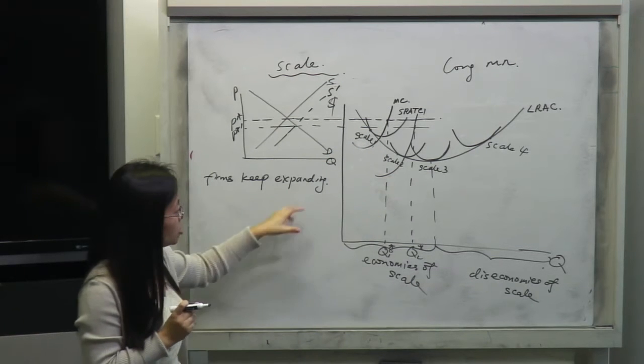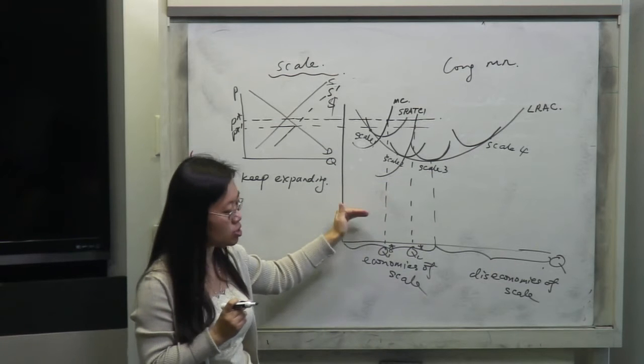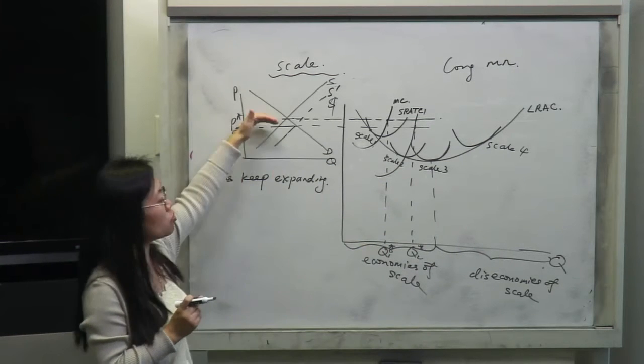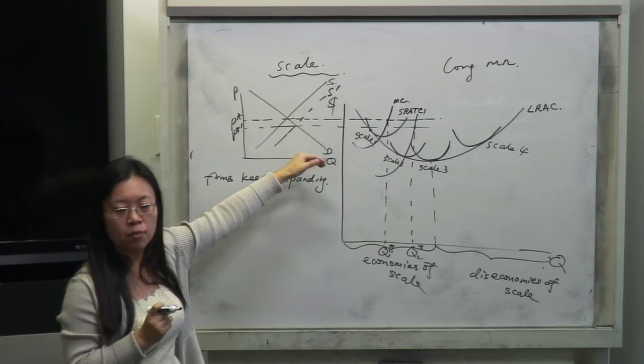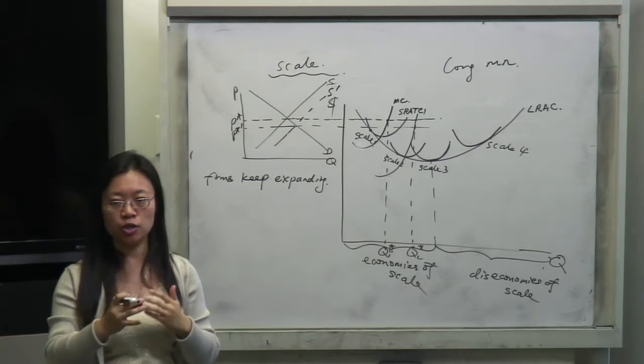So you see in here, this is a dynamic movement. The firm here is going to keep producing more. As they keep producing more, the price is going to keep going down. But as long as there is still a positive profit margin, you see this movement will continue.